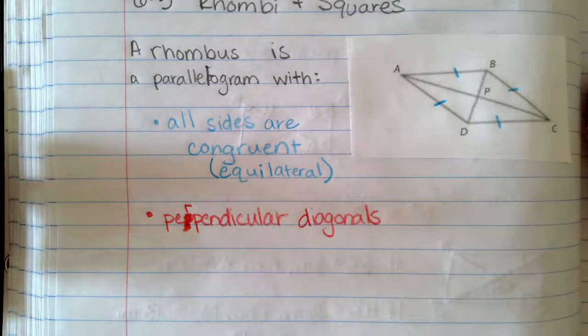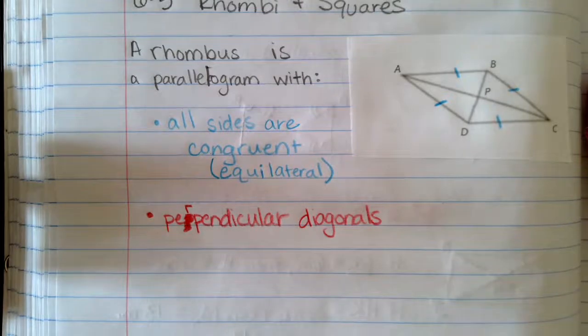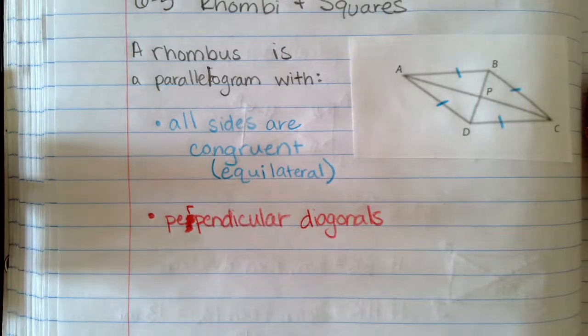Good. They intersect at what? Yeah, they intersect at the same point. And what type of angle do they make? What degrees is that angle that they have to make? 90 degrees. You got it.